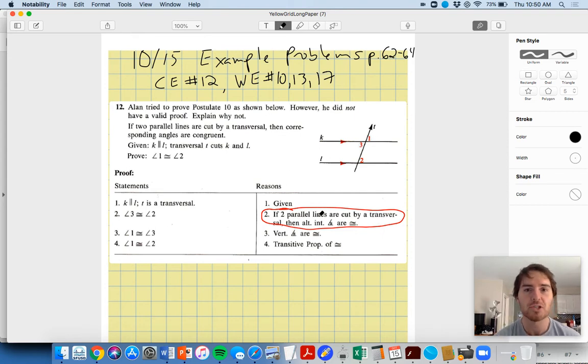Alan tried to prove postulate 10 as shown below. Ooh, what's postulate 10? I don't know. That's why I don't use the postulate numbers. Anyways, we'll read what postulate 10 is a little bit later. However, he did not have a valid proof. Explain why not. If 2 parallel lines are cut by a transversal, then corresponding angles are congruent. Okay, so that's what he's trying to prove here. He's trying to prove if 2 parallel lines are cut by a transversal, then corresponding angles are congruent.